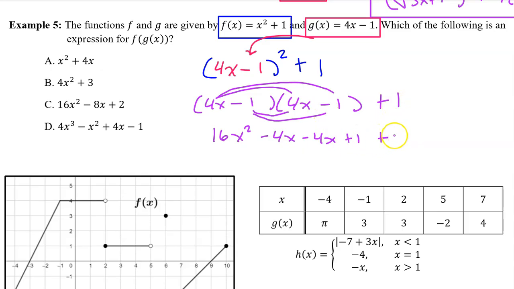And then I'm bringing down this plus 1. So this is going to be 16x squared minus 8x, combining these like terms, and then plus 2. And then we suddenly realize that the answer is C.